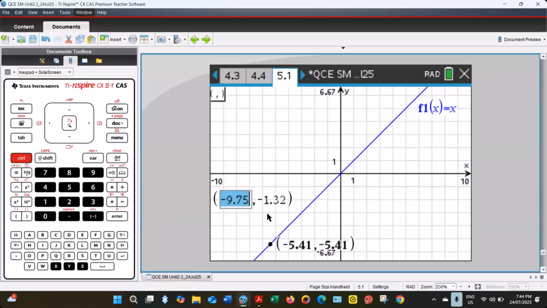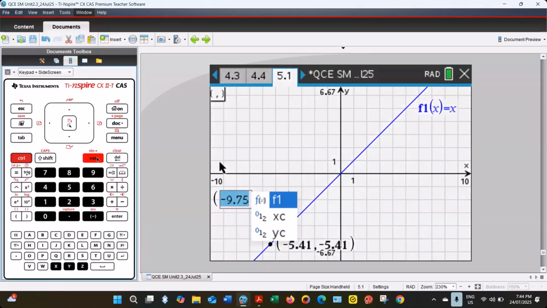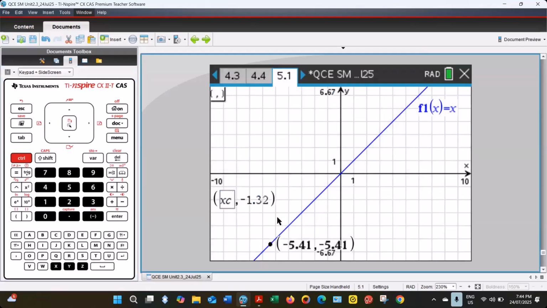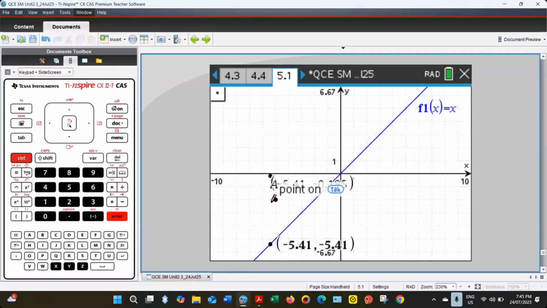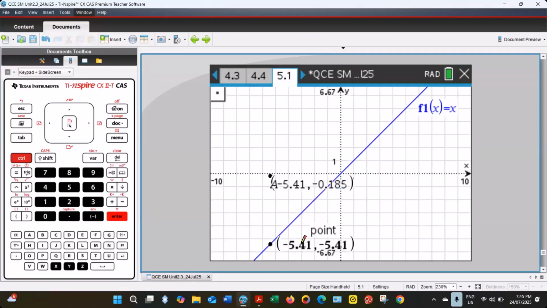So I want xc. Now, because those have been stored, I can just hit the variable button, select xc, and enter, move to the next one, then 1 divided by, hit the variable button, yc, and I've got the point, which is the same x coordinate, but it's the reciprocal of the y coordinate of the point on the line.